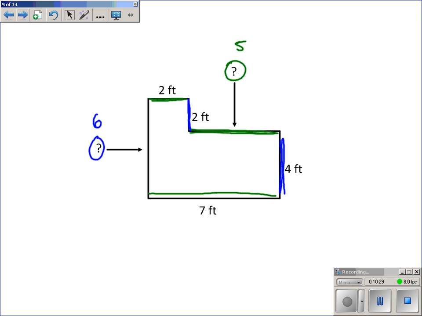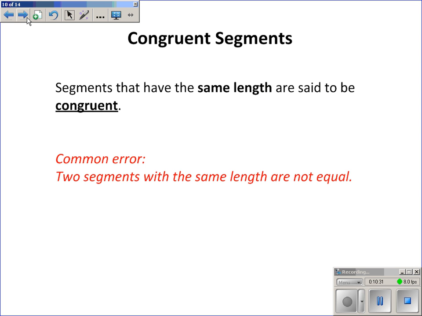It's pretty useful. Okay, a slightly different idea is the idea of congruence. Now, when two segments have the same length, they're said to be congruent. Okay, now we don't say that they're equal to each other, because to be mathematically equal, everything must be the exact same. Okay, so two different segments that have the same length, the word we use is congruent.